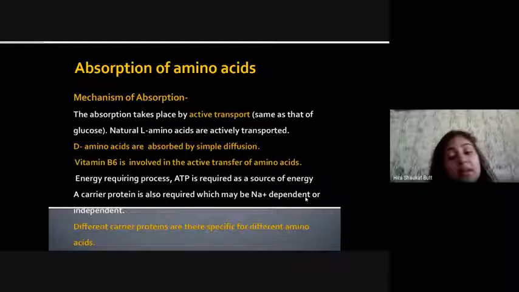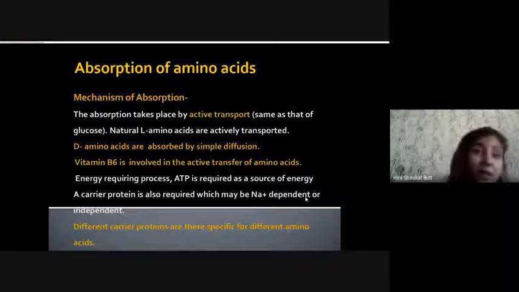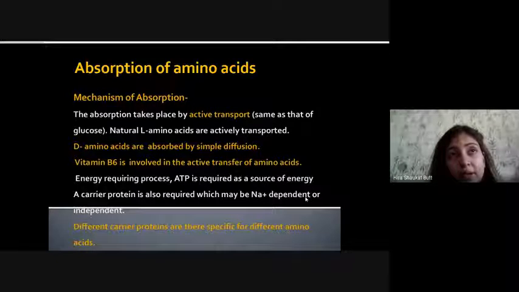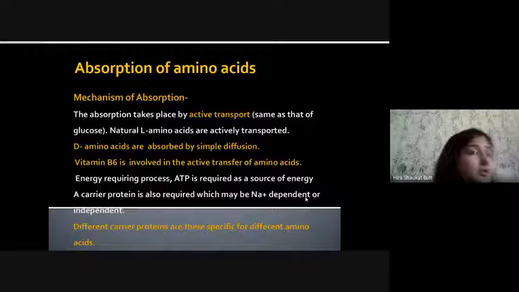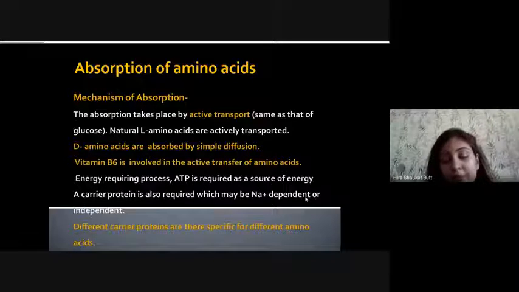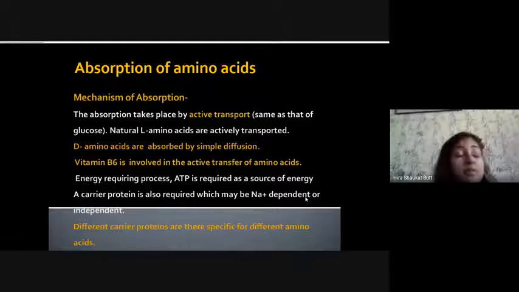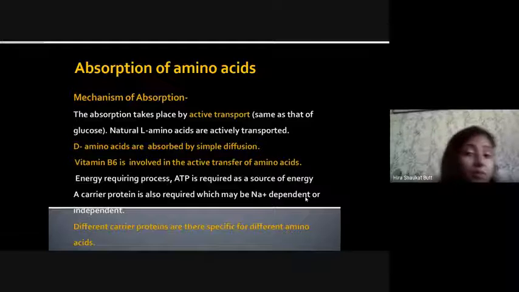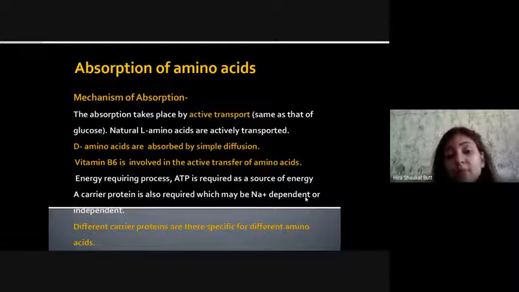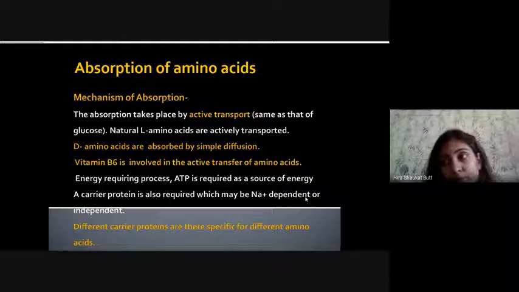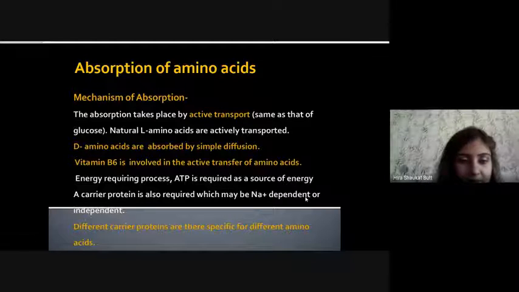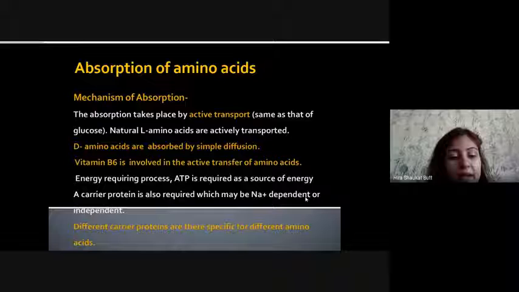It is an energy requiring process; ATP is required as a source of energy, and this is the same ATP that I already taught you was produced in the process of glycolysis when we were discussing the metabolism of carbohydrates. A carrier protein is also required, or it can be independent. That means facilitated diffusion can also be used for the absorption of amino acids, as the amino acids need to cross the intestinal wall, and different carrier proteins are there, specific for different amino acids.